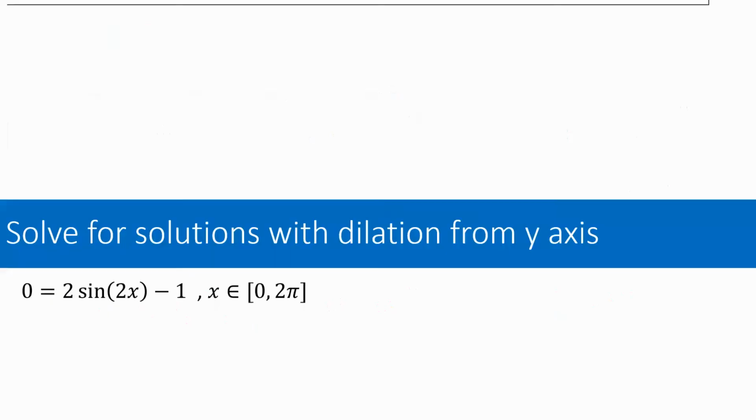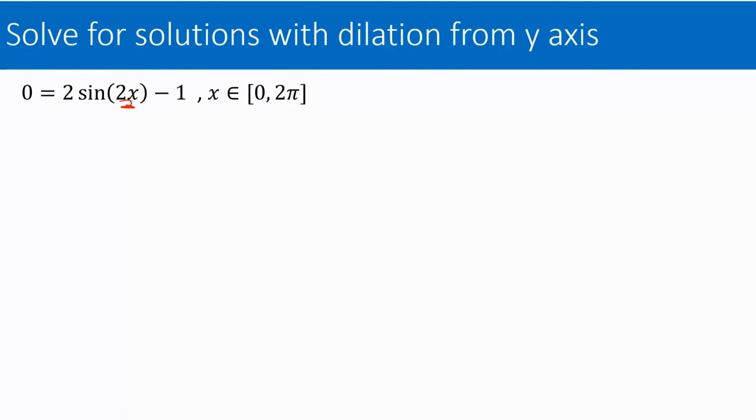Alright, let's do dilations from the y-axis. This is what you must learn. So, let's try this example here. Same drill, everything is the same, except for one small thing. Here we go. If I were to do this problem, I would do the same thing, move everything across, add the 1 on both sides. I get 1 equals 2 sine 2x. Then I would divide both sides by 2. You get half equals sine of 2x.